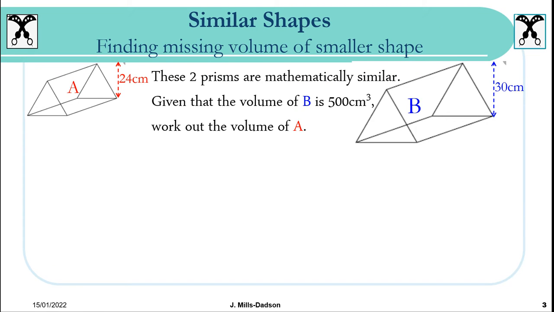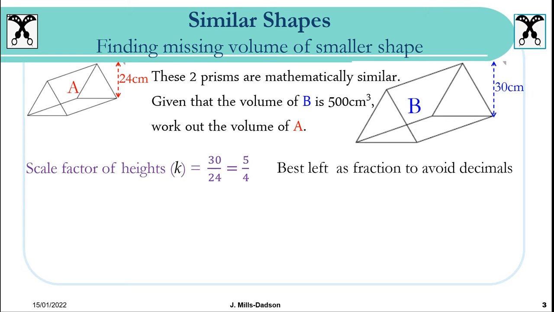We have two prisms A and B, height given, volume of B given, but volume of A is what we're supposed to work out. So here, if you check, the only corresponding measure you have is the height, and that's what you can use to work out your scale factor. So first, work out scale factor of any two known corresponding sides. Your scale factor is a K because you get it from height. So 30 over 24, simplify it, but please don't change it into a decimal. It makes it easier to work with fractions. So it's 5 over 4.